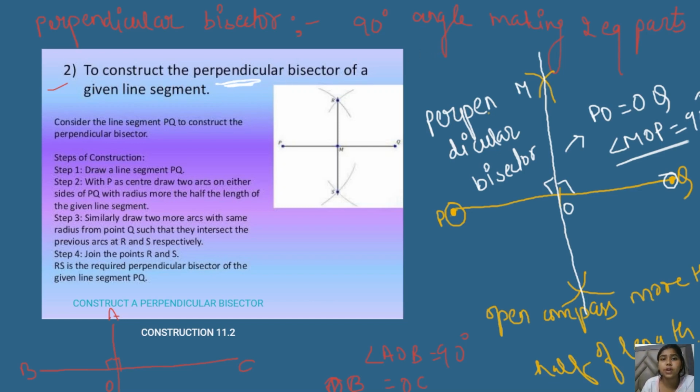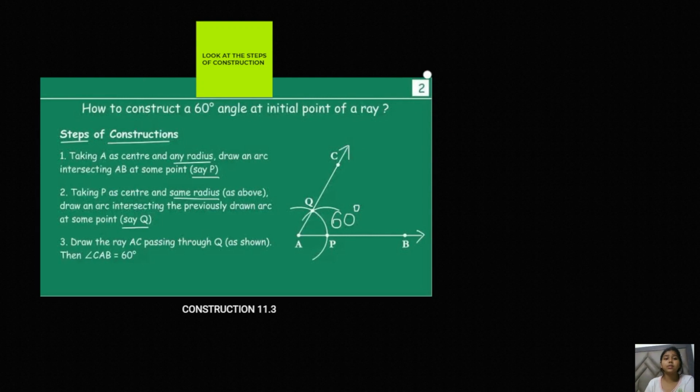Okay, so the basic thing is you should know what a perpendicular bisector is and how it is created. Right, now another thing is, like I told you, we have to know how to create a 60-degree angle. So what we'll do is we just draw a line segment. This is A. Okay, now taking A as center, we have to just draw a circle or any arc.